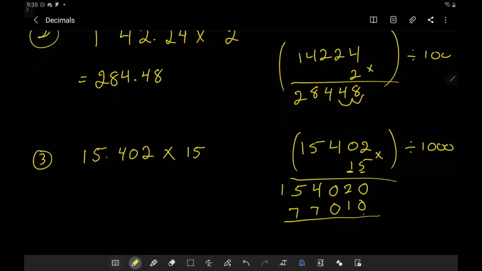So adding up, you have to add 1 to this, so that is 6 plus 7 is 13. So we need to divide this thing by 1,000. How do we do that? We just move the decimal place back 3. So this would be equal to 231.030.